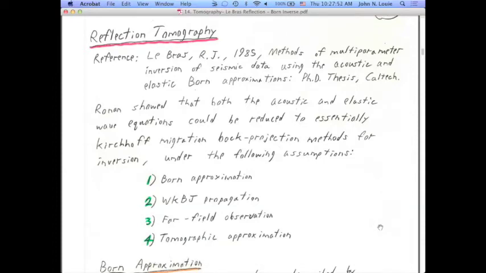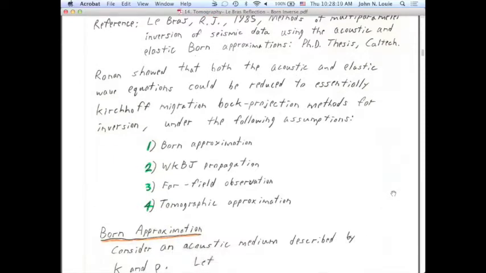And Ronan was my office mate, so I had the privilege of seeing him develop this. I just think it's really great, and I'm happy to use it. Ronan showed that both the acoustic and the elastic wave equations, he could reduce them to essentially Kirchhoff migration back projection methods. Okay. Ronan his first name or something? Yeah, okay. Yeah. He's a Breton. He still works on test ban treaty seismological projects in Vienna. So, got a very, very nice lifestyle.